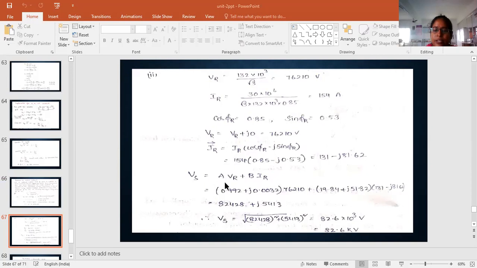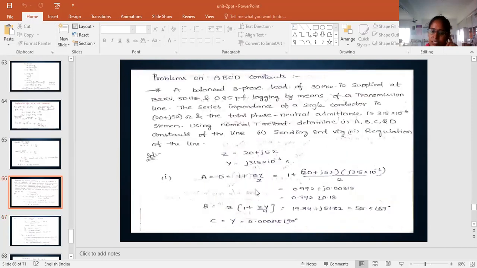Vs equals A into VR plus B into IR. Why? Because by using this formula, we know the ABCD values and the VR and IR values. Directly we can substitute and get the value for Vs. So for an easy calculation method, we can use the ABCD parameters in this problem. Vs equals A into VR plus B into IR.